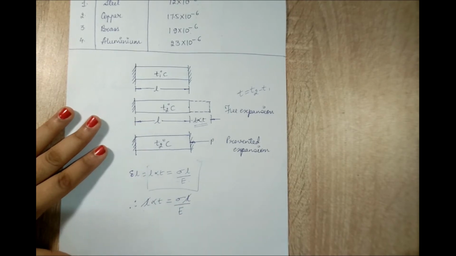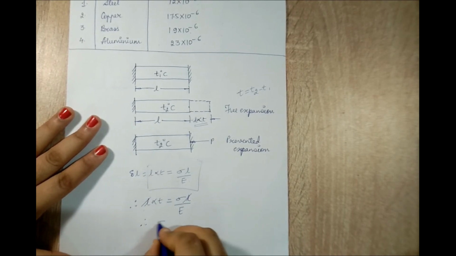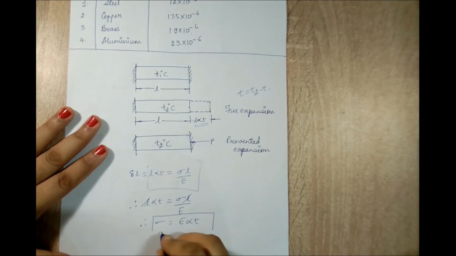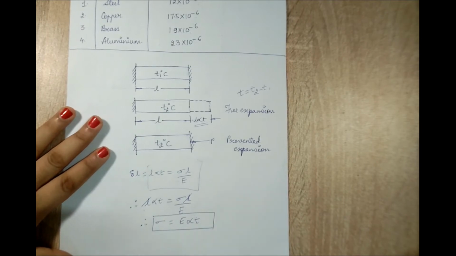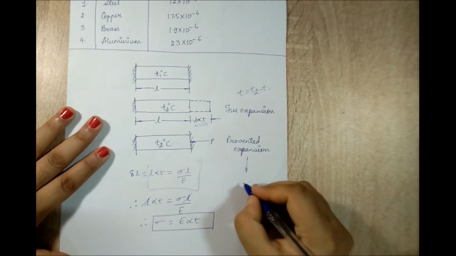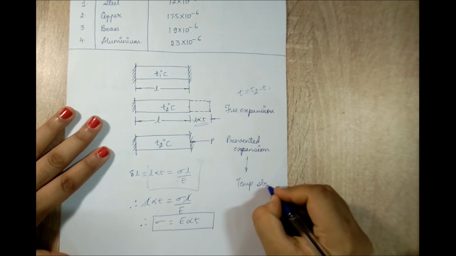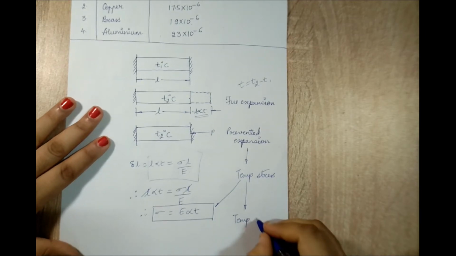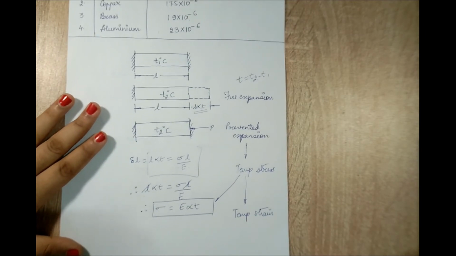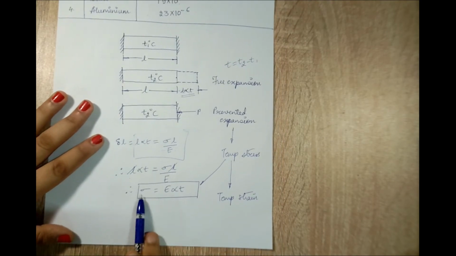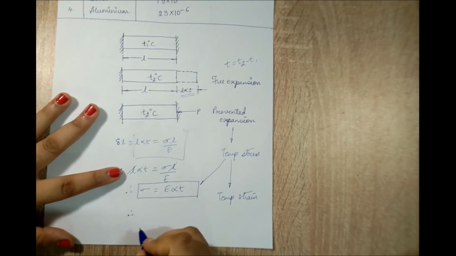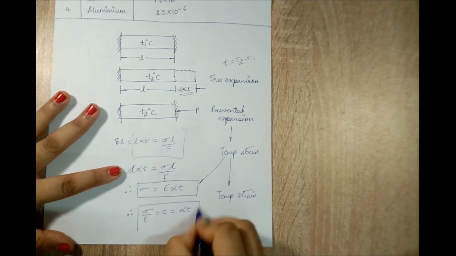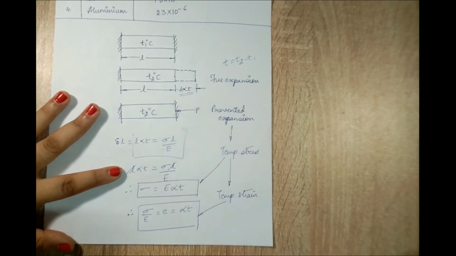L and L get cancelled from both the ends, so I get, therefore, stress sigma is equal to E alpha T. This is the equation of sigma to be used if there is a case of prevented expansion leading to temperature stress, which will obviously lead to temperature strain in the material. Now if I have to talk about strain, then I can simply divide sigma upon E. So I get, therefore, sigma upon E, which is strain, is equal to alpha T. So this is the equation to be used for temperature strain.